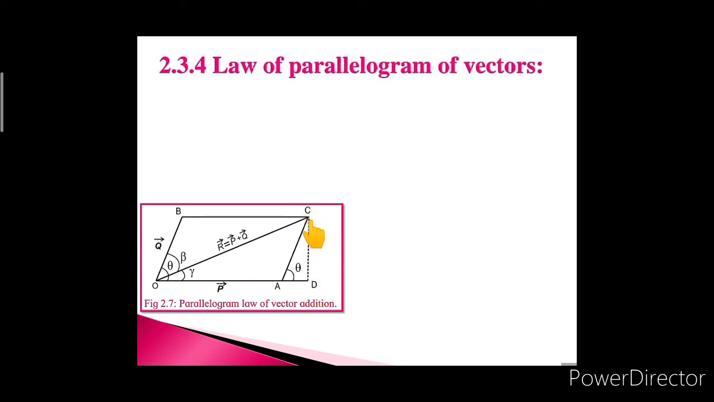So here a right angle triangle is formed, triangle ODC. Also, the side AC, which represents the vector Q, makes an angle theta with vector P, as here the vector Q is making an angle theta with vector P.